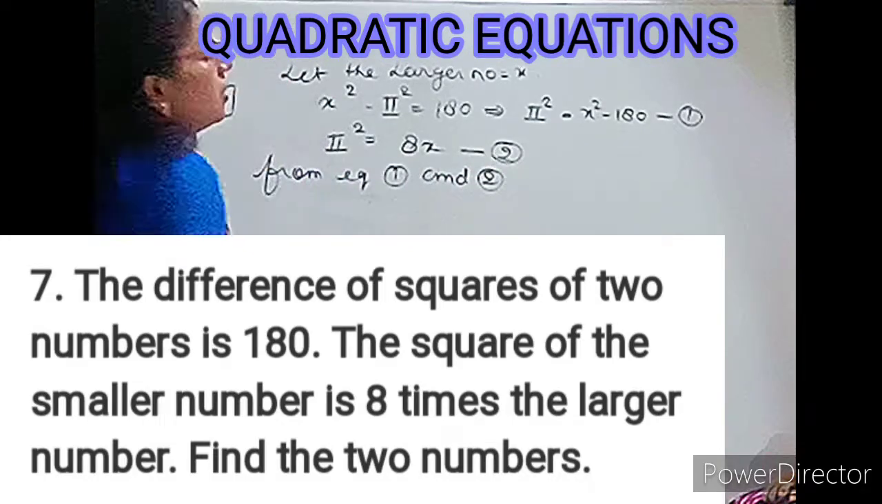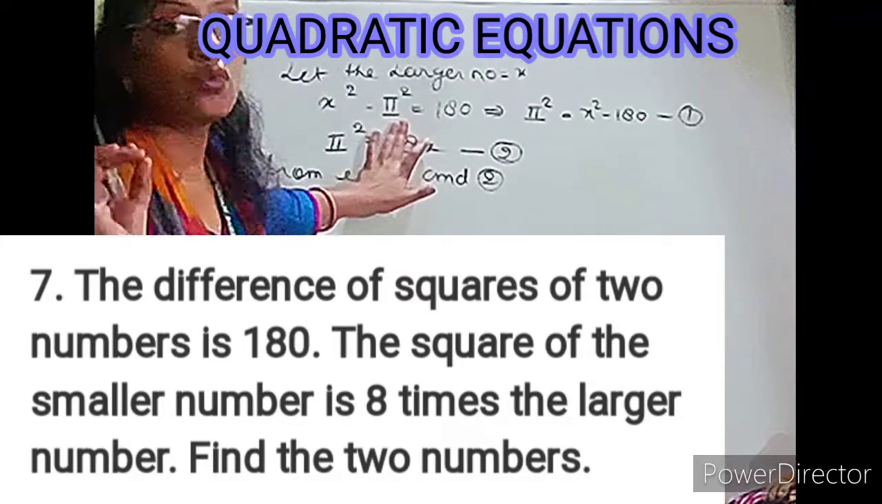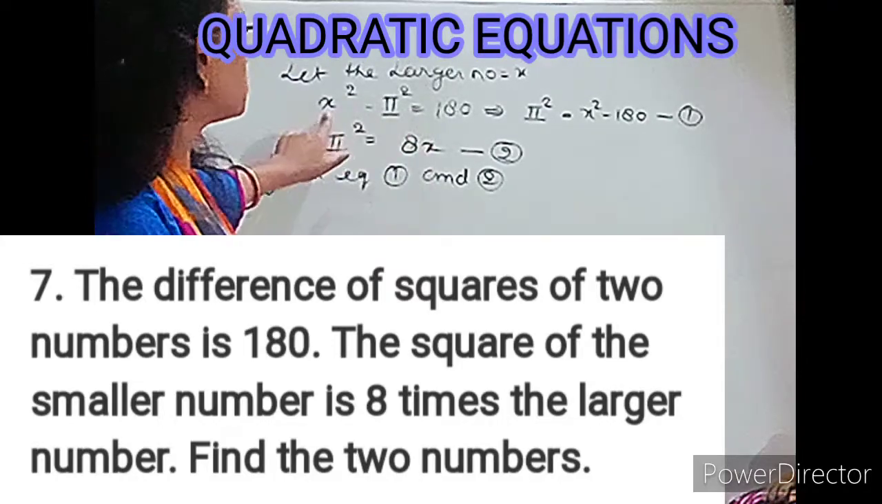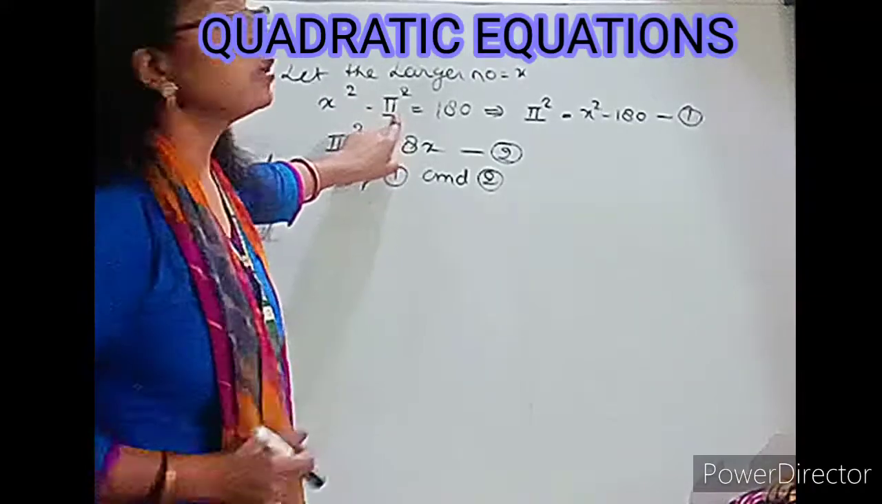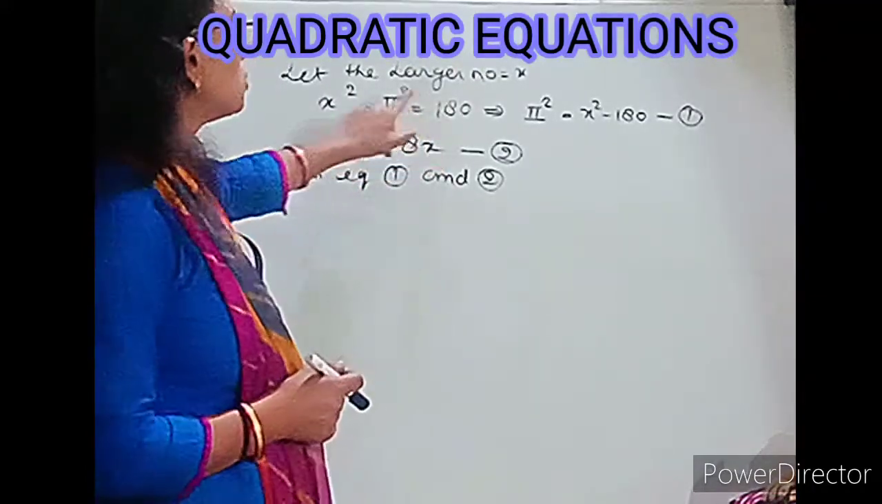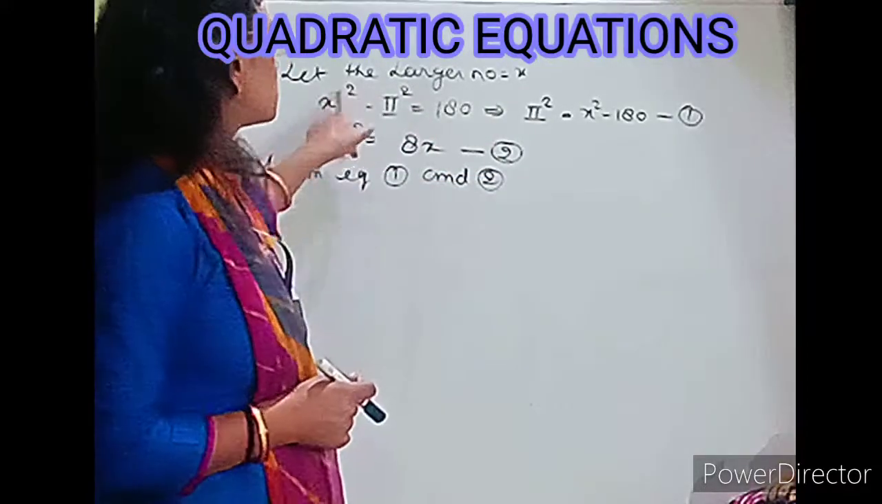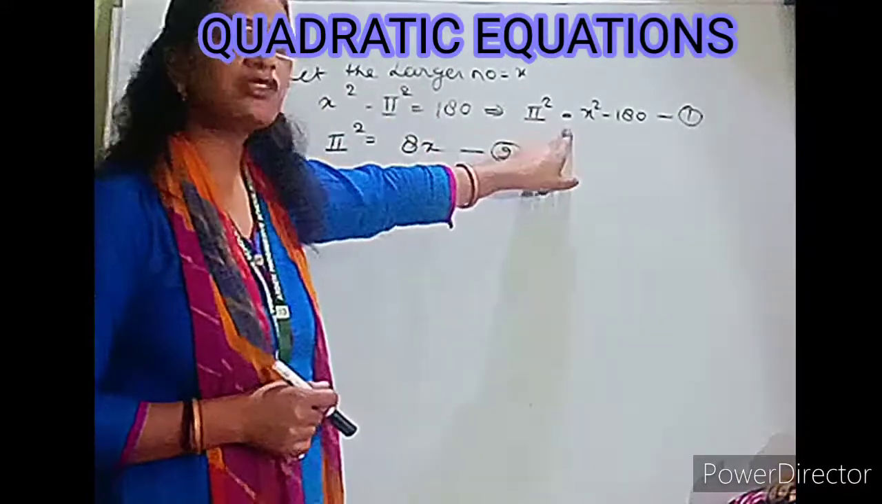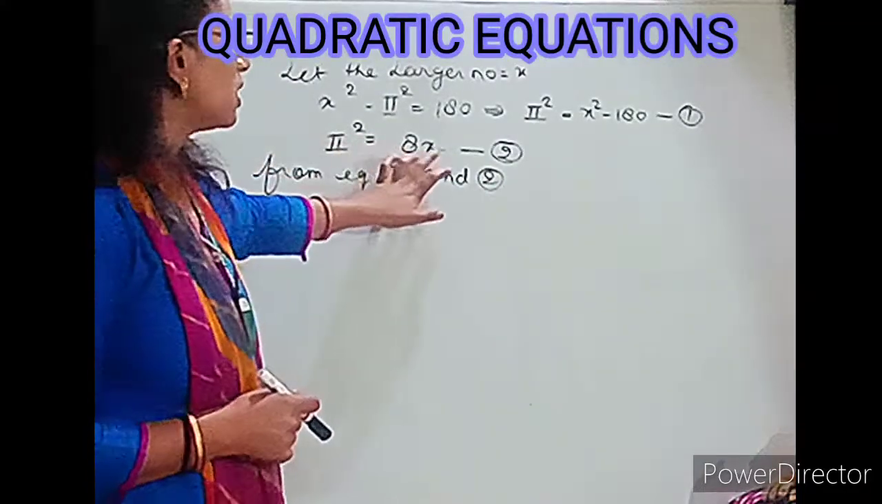This is clear. First, what is given to you? The difference of two squares of two numbers. So the first number is x. The square of the second number we don't know right now. The difference is 180. So we have just calculated the second number square: x square minus 180 is the second square. Then we are given that the square of the second number is 8 times the larger number.